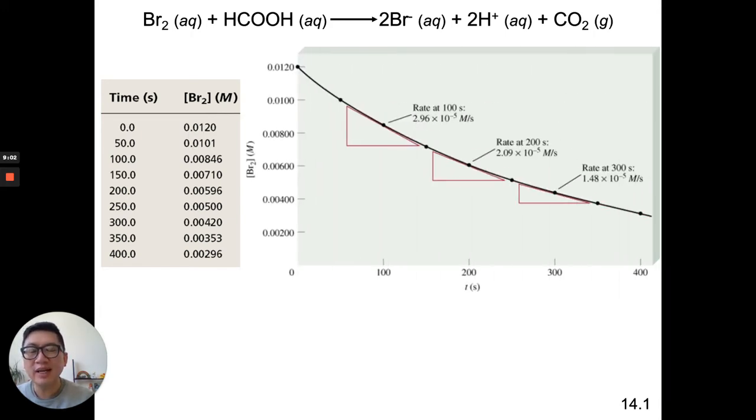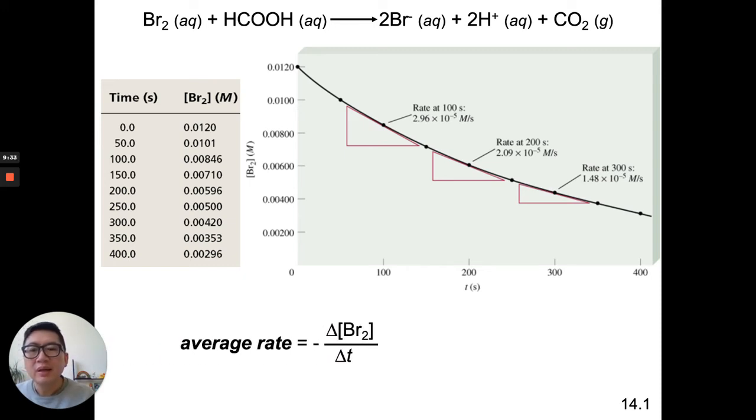And here are the actual numbers at, say, 50 seconds, 100. So these time intervals are 50 seconds each. Here are the bromine concentrations. So if you graph them, this is what we'll see. At 50 seconds, well, I don't need to describe what a graph is. That's x versus y graphed right there. Notice it's not a straight line.